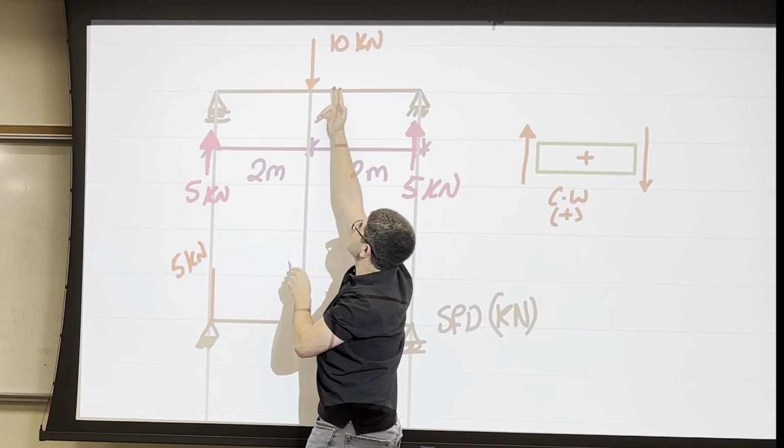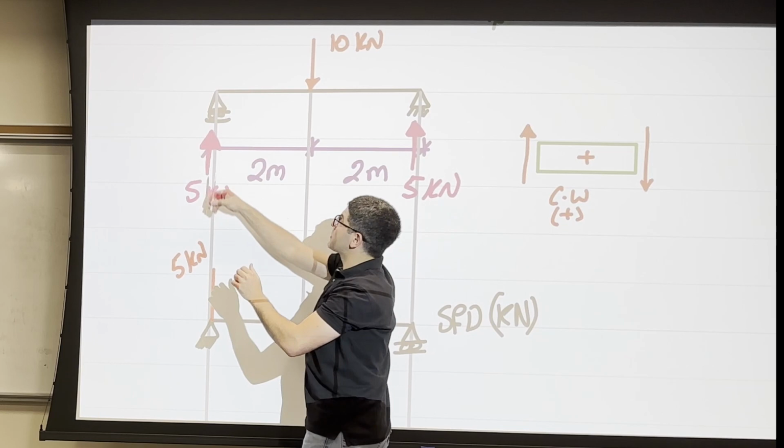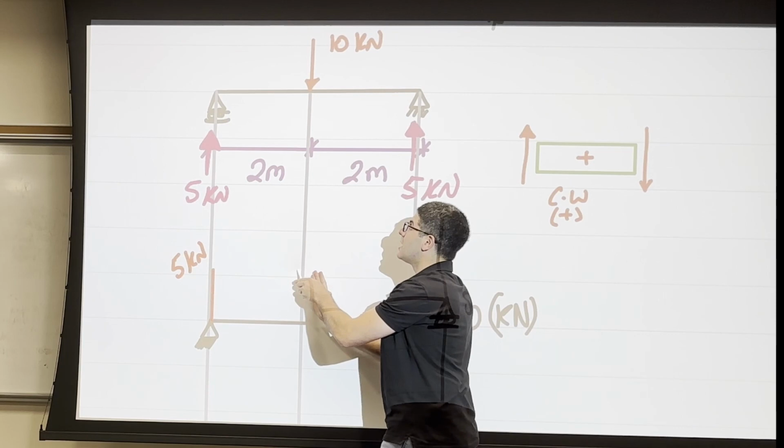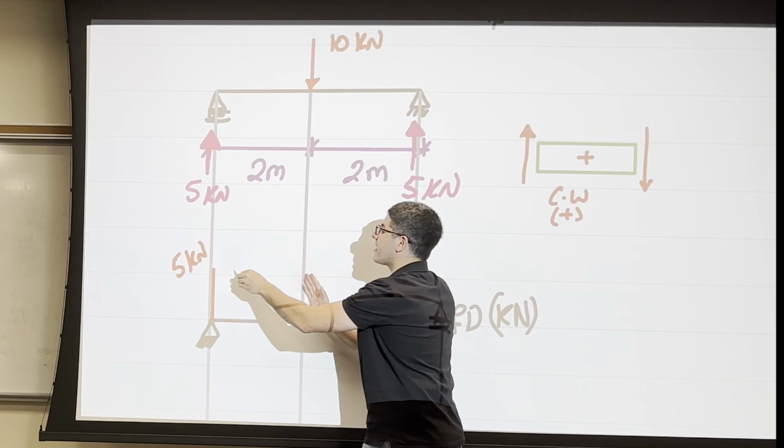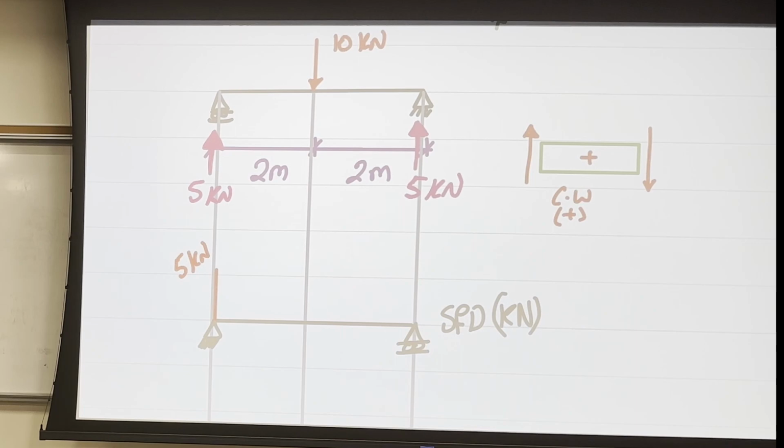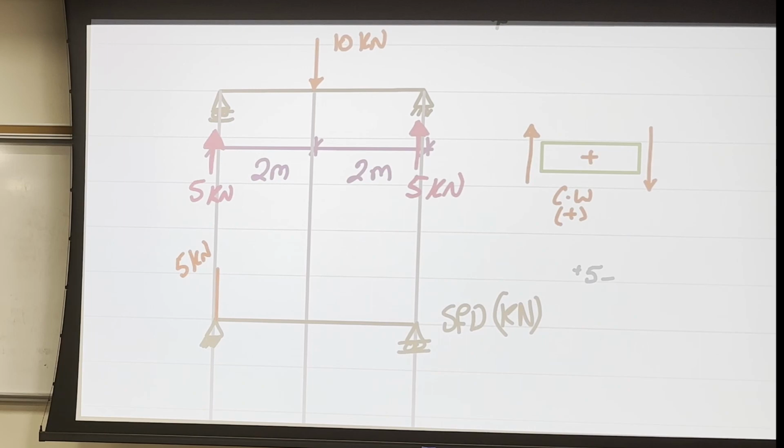Once I pass the 10, now it's looking down. So whatever goes up is positive. Whatever goes down is negative. So now at this point, it's going to be constant until I reach the 10. Then I will go down by the 10. So positive 5 minus 10 is equal to negative 5. That's why my calculation should be something like this. Positive 5 and then minus 10, which is negative 5 at this point.